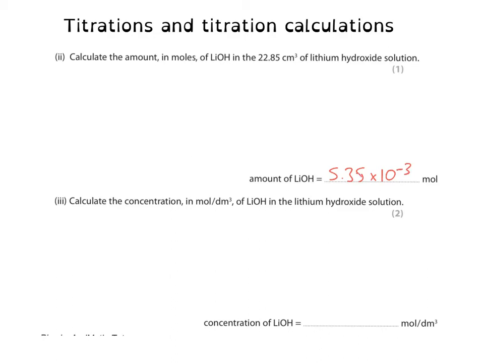Next step is using that moles of lithium hydroxide to calculate the concentration in moles per dm cubed. And up here we've got a reminder of the volume of the lithium hydroxide. So let's go back to what concentration equals. Concentration is equal to moles over dm cubed. Moles is 5.35 times 10 to the minus 3.